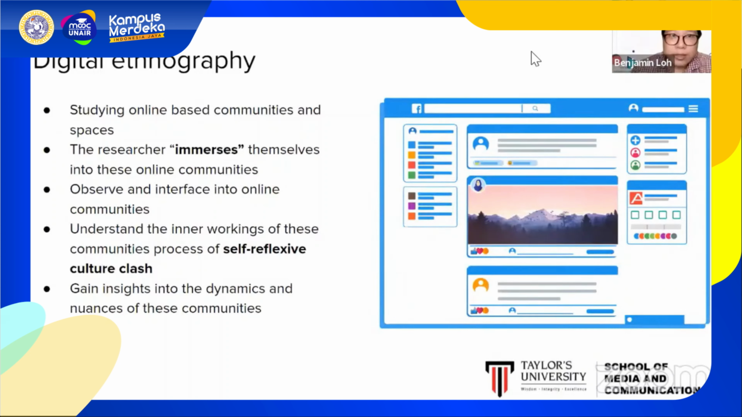Instead of studying physical spaces, we study communities and online spaces. We also use a method of immersion, where we, as researchers, immerse ourselves in these online communities. We also observe, and instead of interrogating the behaviors, we interface with them in online communities because we can observe them very directly. It also allows us to understand the inner workings of these communities through self-reflexive culture clash. And generally, it allows us to gain very deep insights into the dynamics and nuances of these communities. So that's sort of a nutshell of what digital ethnography is.